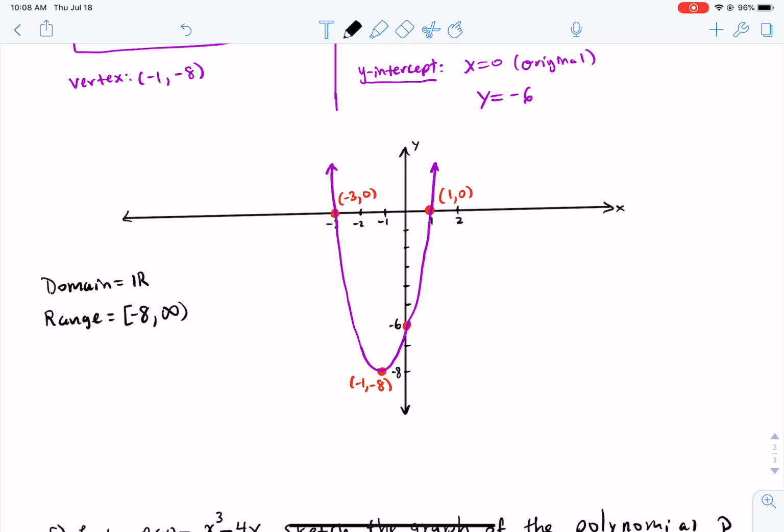And what will be the intervals where f is increasing? Negative 1 to infinity. It's increasing from negative 1 to infinity. And f is decreasing.